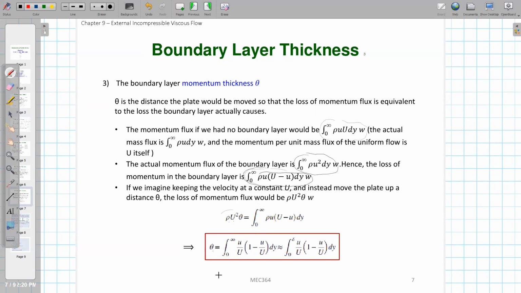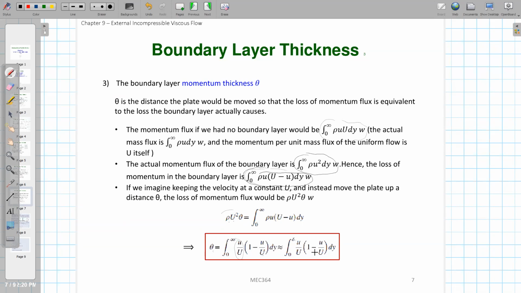Okay, the only difference from delta star is that you have an additional coefficient on the top. You integrate it from 0 to infinity, and again we can approximately just integrate from 0 to delta, because if y is larger than delta, u is very close to large U, so this term will become close to 0. So you can also integrate only from 0 to delta. You get this one.